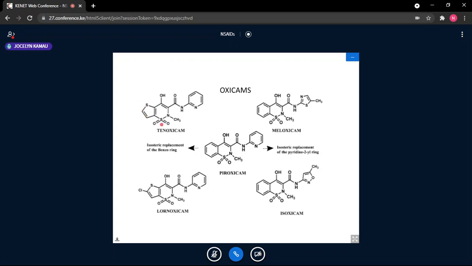It's only that it's a 5-membered ring and this is a 6-membered ring. They are isosteric. If you look at everything else in tenoxicam and in piroxicam, it is the same. It is only an isosteric replacement of the benzo ring with thiophene. Then again, piroxicam, you can do again isosteric replacement, but this time of the pyridine ring.